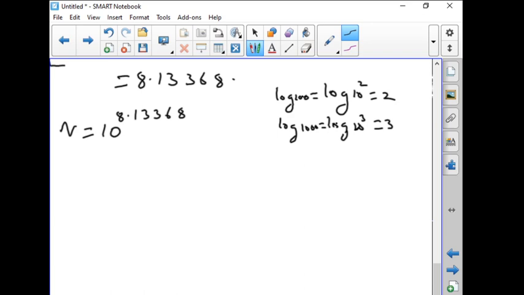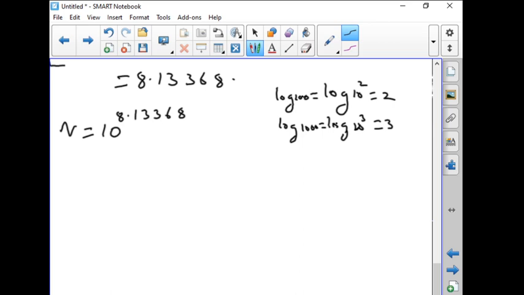Okay. So, see the 10 square. Value is 2. 10 cube, the value is 3. But the number of digits, how many digits are there? 3 digits are there in 100. In 1000 there are 4 digits. Okay. So, here we are having 10 power 8. Therefore, it should have how many digits? It should have 9 digits.